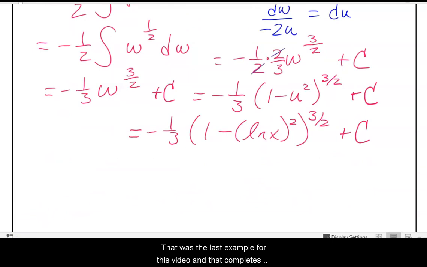That was the last example for this video, and that completes the video on integrals involving exponential and logarithmic functions. In the next video, we'll be taking a look at integrals involving inverse trig functions.